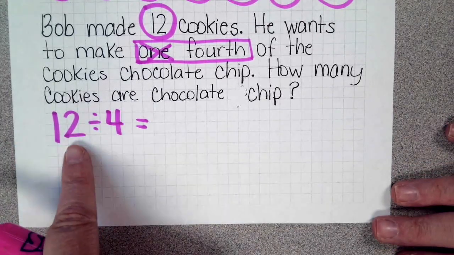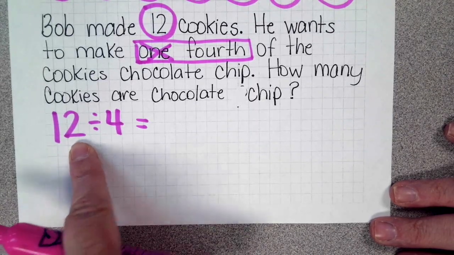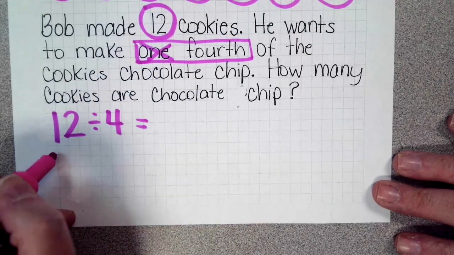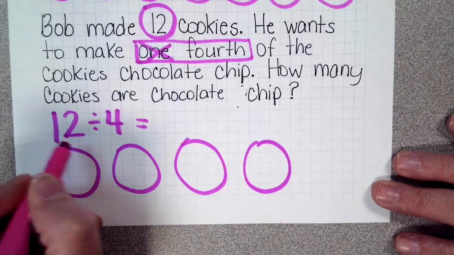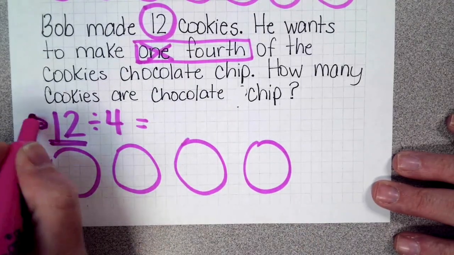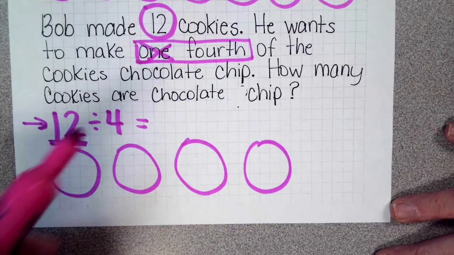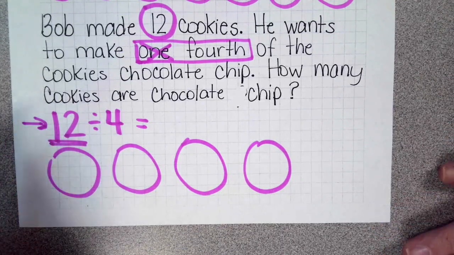Okay, so 12 is my big number. Look at your neighbor and say, that's where you start. The second number tells how many groups I'm going to make. I'm going to make 4 groups. 1, 2, 3, 4. I'm going to put one at a time in each group until I get to 12. Excuse me, 12. I'm going to get to 12. Look at your neighbor and say, she's crazy.